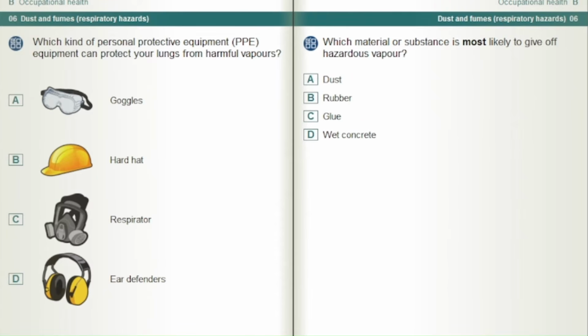Which kind of personal protective equipment, PPE, can protect your lungs from harmful vapours? Goggles, hard hat, respirator, ear defenders. Which material or substance is most likely to give off hazardous vapour? Dust, rubber, glue, wet concrete.